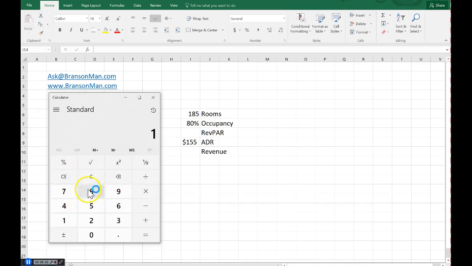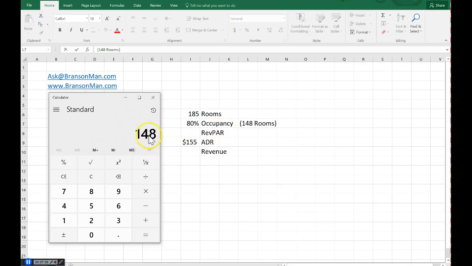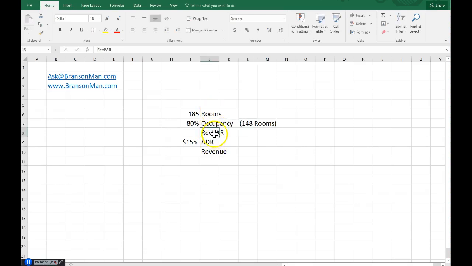Well, we know that there's 185 rooms, and we know that it was 80%, 0.8 occupied. That tells us there are 148 rooms. That might not be necessary information, but I'm going to go ahead and put it in here just because it's good practice. Okay, so we have 148 rooms. To get RevPAR, I need to put this in here. RevPAR is the average daily rate times occupancy.